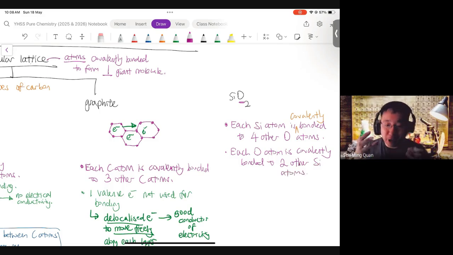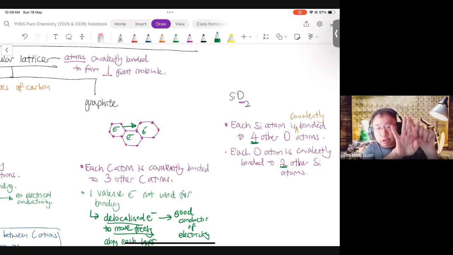Now, how do you actually memorize these numbers? The answer is I don't. I worked this out. And how did I work out 4 for silicon? Silicon is in group 14. If it's in group 14, it has 4 valence electrons. To achieve a fully filled outermost shell, silicon needs to have 4 more electrons. To have 4 more electrons means I share 4 electrons. Hence, I need to share with 4 other atoms. I need to form 4 bonds, if you like. So silicon forms 4 bonds.